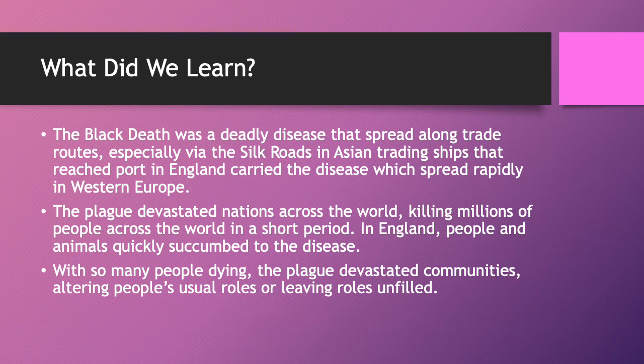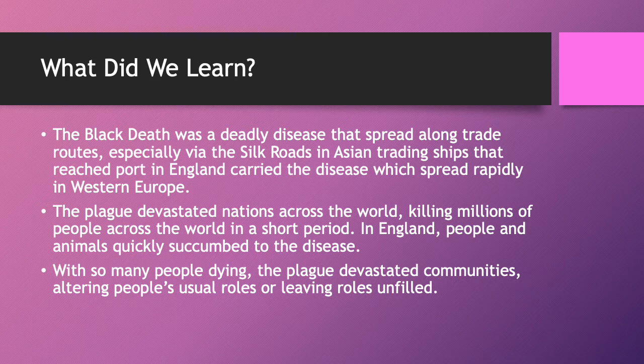So what did we learn? The Black Death is aptly named. It was a deadly disease that spread along trade routes, especially via the Silk Roads and Asian trading ships. They reached port in England and carried the disease, which spread rapidly in Western Europe. The plague devastated nations across the world, killing millions of people in a really short period of time. In England, people and animals quickly succumbed to the disease.